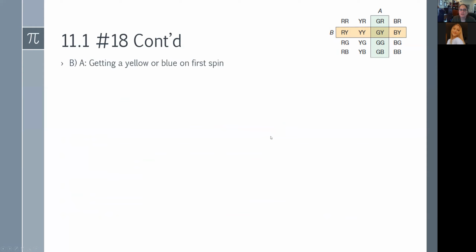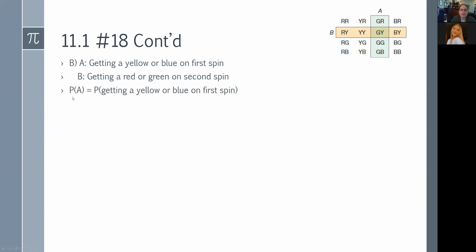Next, we're going to look at event A being getting a yellow or a blue on the first spin. So yellow on the first spin, there's 4 of those. Blue on the first spin, there's 4 of those. Event B is getting a red or green on the second spin. So red on the second spin is here. Green on the second spin is here.